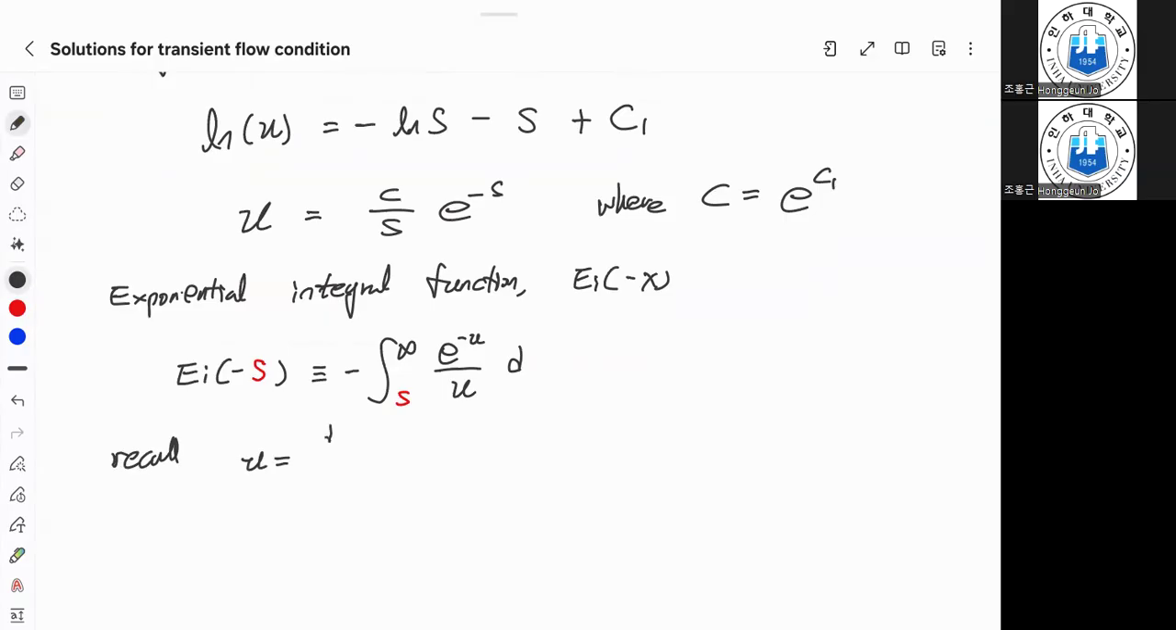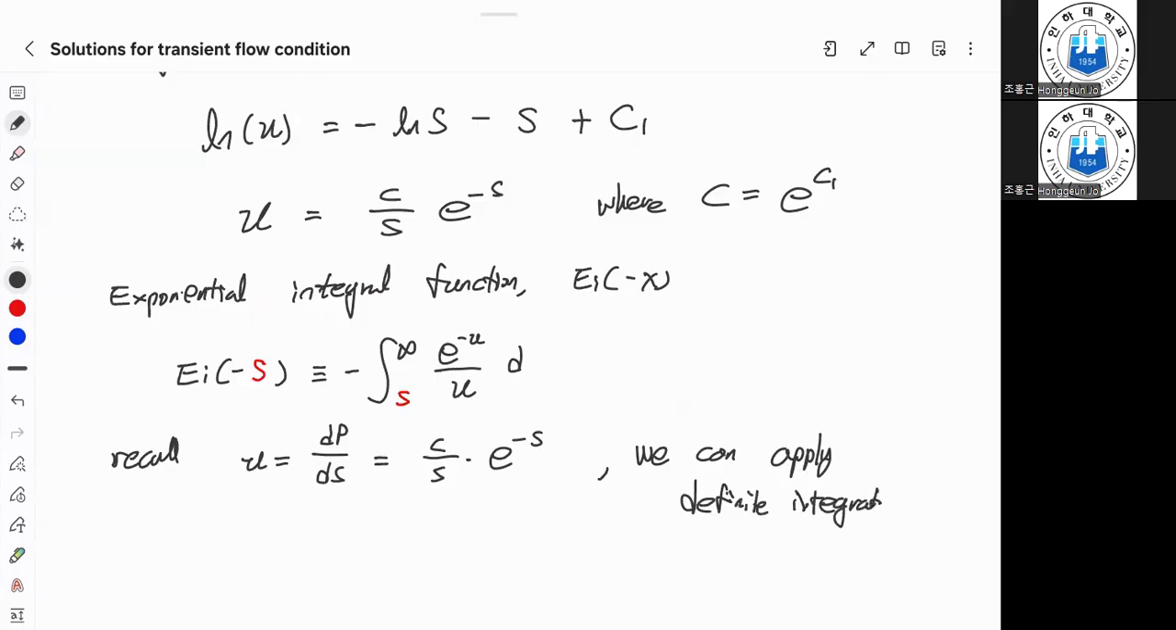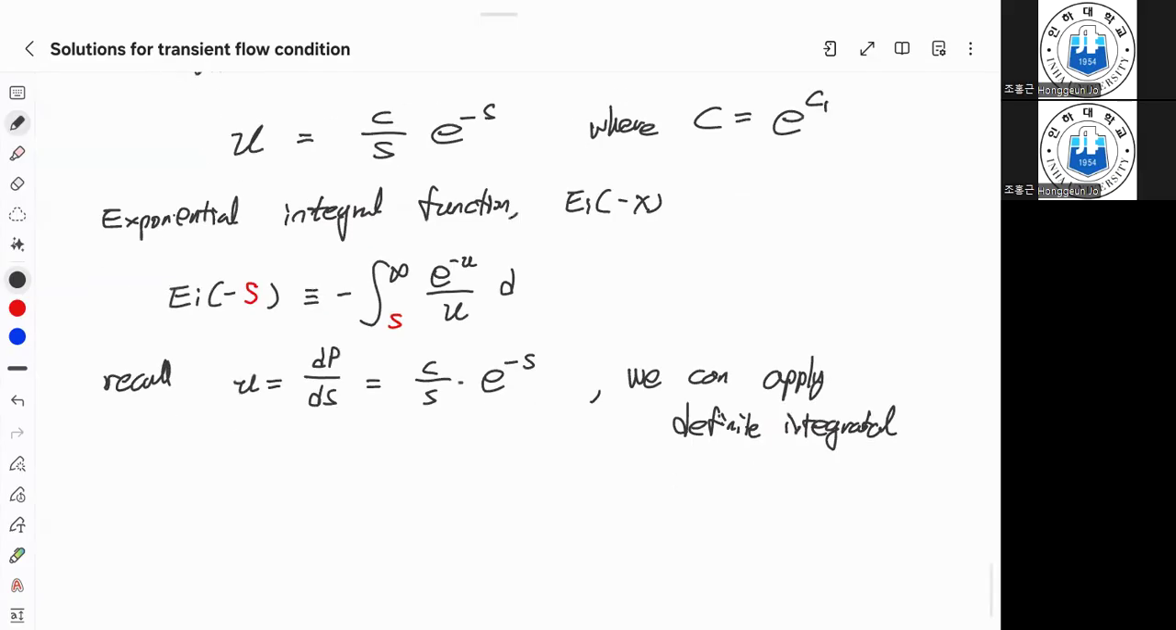Because u is dp ds, that is just what we compute as this. We can apply a definite integral from s to infinity so that we can use this new exponential integral function.